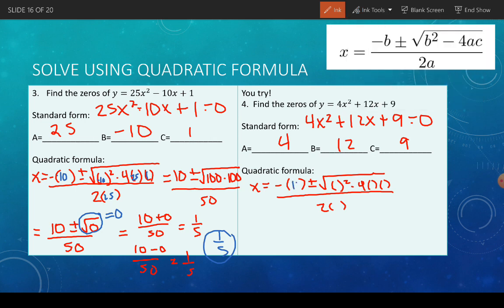So we'll have 12, a is 4, c is 9, and a is 4. So this simplifies to negative 12 plus or minus the square root of 144 minus 144, all over 2a, which is 8. So we'll get negative 12 plus or minus the square root of 0 all over 8. Again, the square root of 0 is equal to 0.